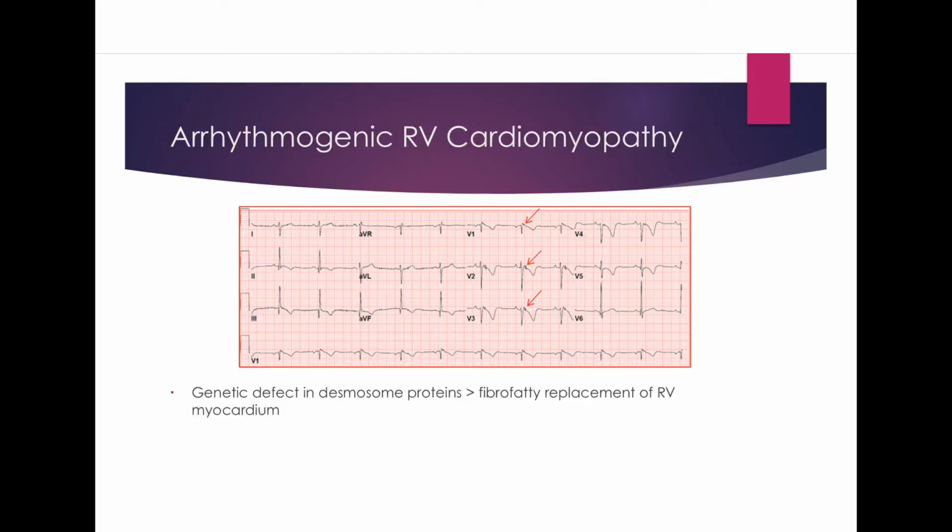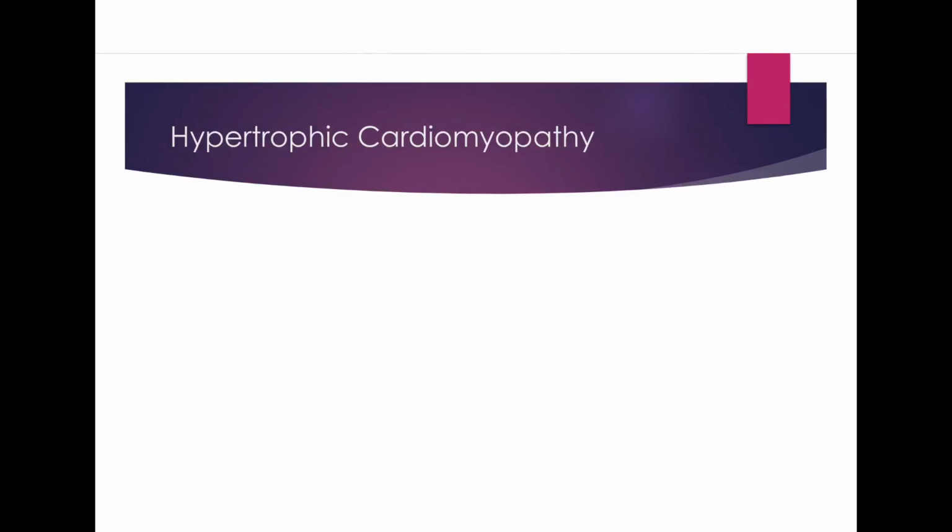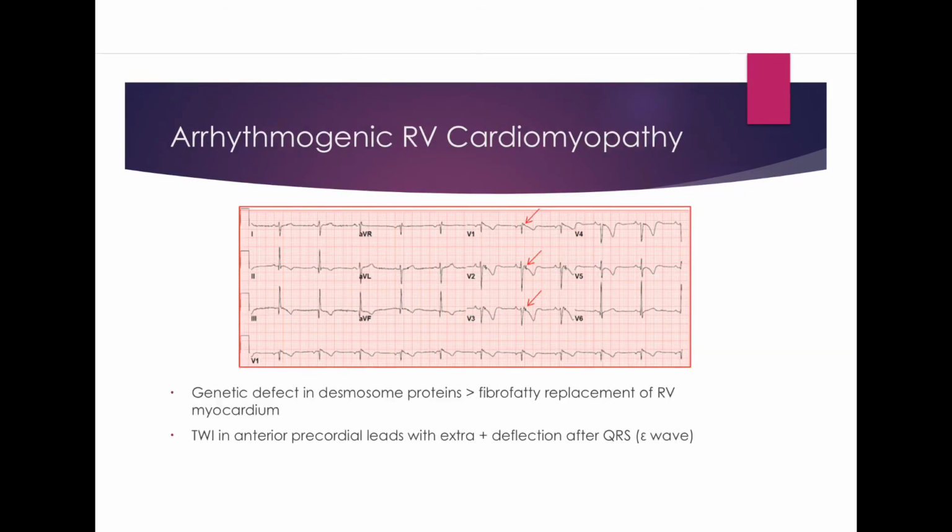This condition is caused by an inherited defect in the desmosome proteins, which are the proteins on the myocyte membranes that help to conduct electrical signals from cell to cell. And as a result of these mutations, the right ventricle in particular is replaced, its muscle is replaced with fibrofatty tissue, which is poorly contractile and highly prone to developing severe fatal arrhythmias. These patients also typically receive ICDs to prevent further episodes of VT.